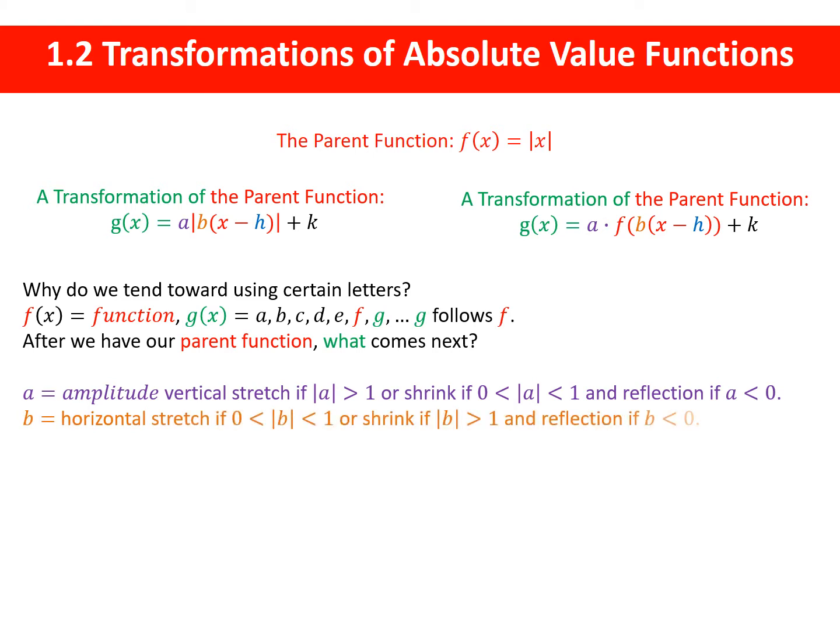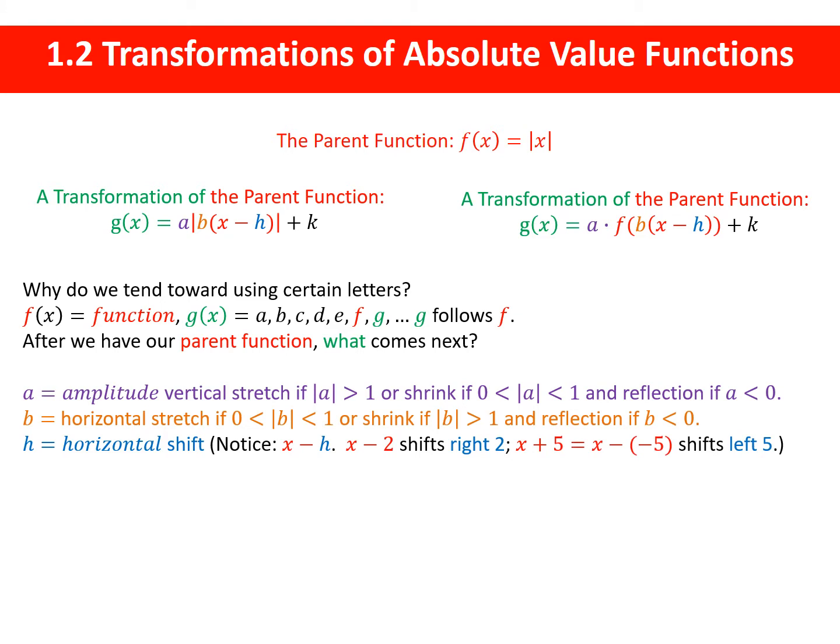Alphabetically, the next letter is b, and so a horizontal stretch or shrink or reflection is b, and it has a reciprocal nature to the amplitude. We'll see specific values or examples in just a moment, but if the absolute value of b is between 0 and 1, that's a horizontal stretch, whereas if it's greater than 1, it's a horizontal shrink. And it's a reflection over the y-axis if b is negative.